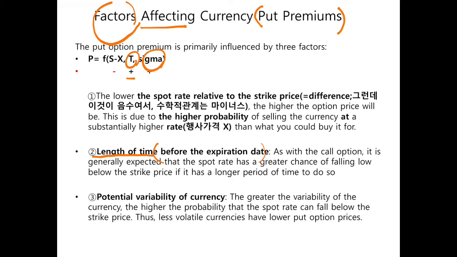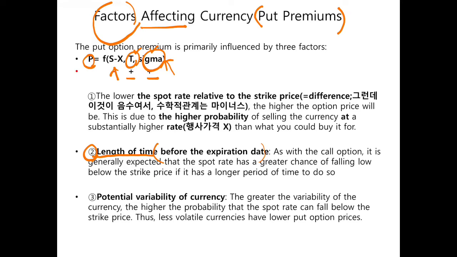So we learned in the previous lecture that as T, the remaining time until maturity, gets larger, the premium of the call option increases. And the same logic applies to the put option, right? And for sigma, the higher the sigma, the value of the call option will increase, and the same thing applies for the put option premium. So let me go over these two first, and then I will go on to S minus X, the gap between the spot price and the exercise price. First, let me think about this one.